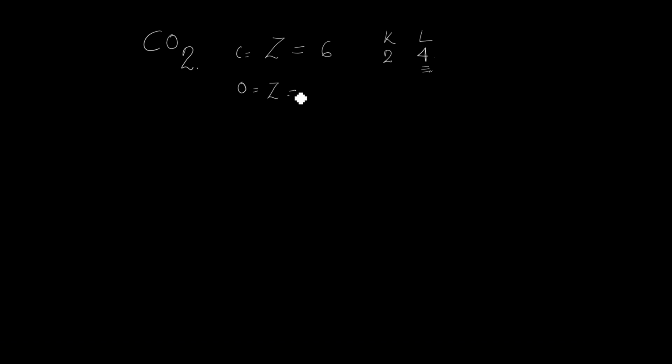Oxygen atomic number is 8. K shell contains 2 electrons, L shell contains 6 electrons, which means that is the valence shell. So valence electrons for carbon is 4 and for oxygen is 6. So we will make the Lewis dot structure for carbon dioxide.